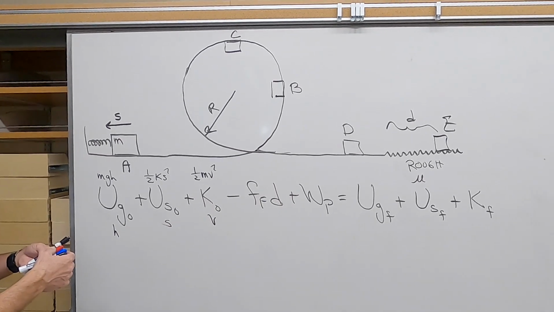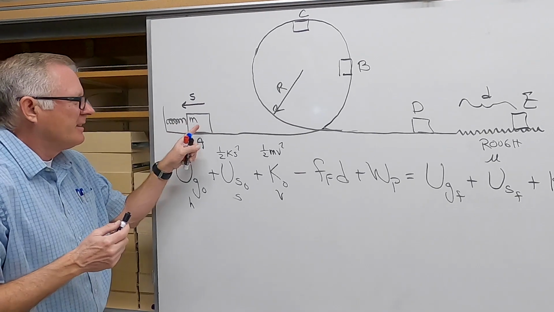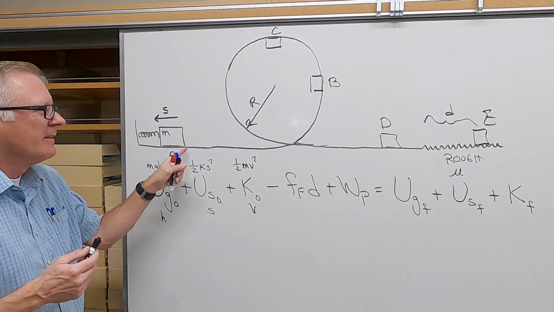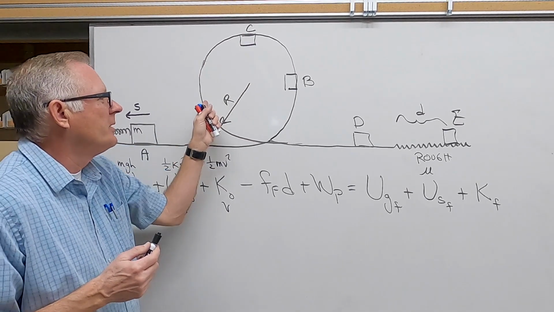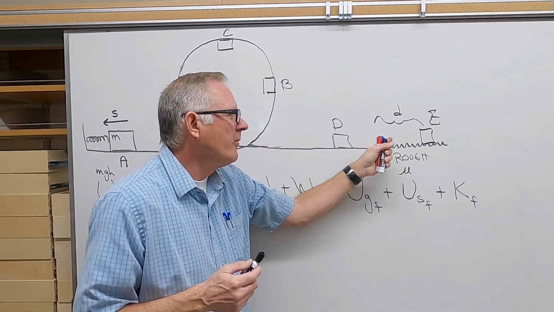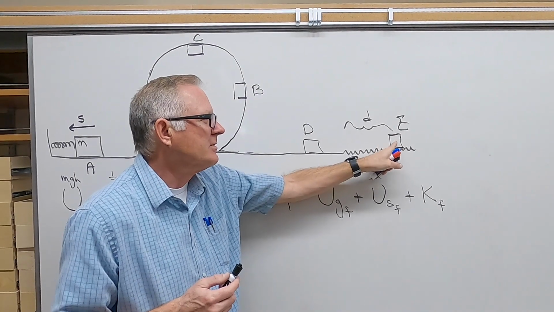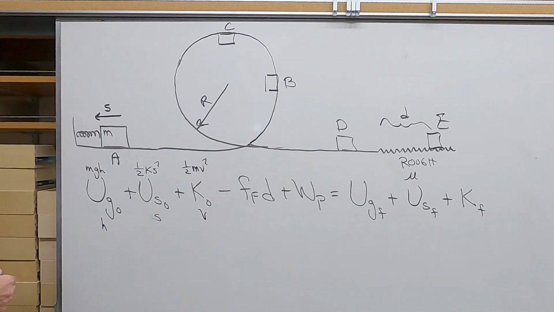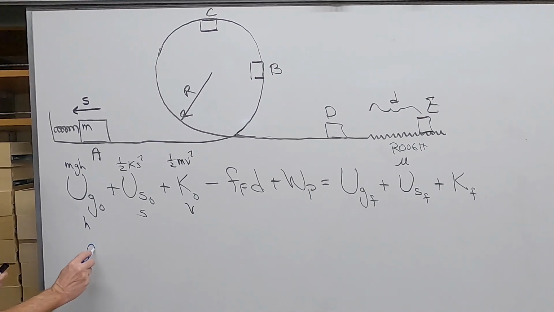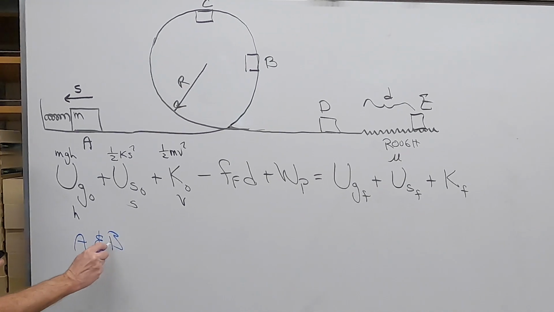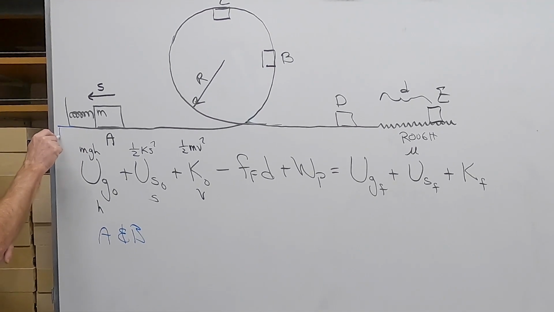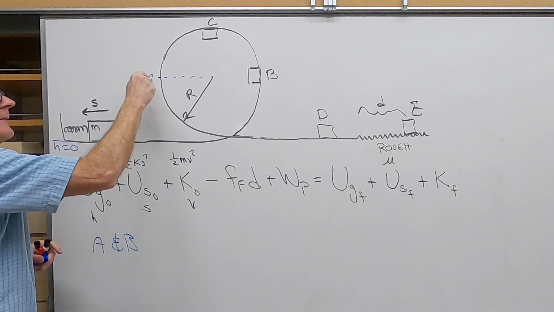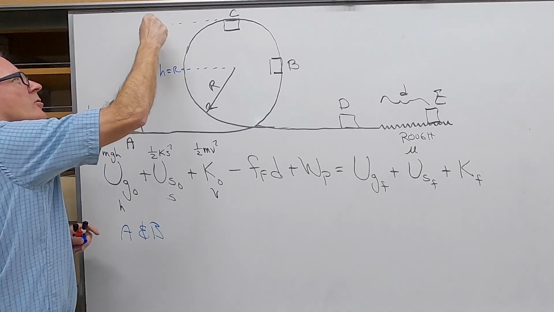So if we go between A and B, this thing starts compressed a distance s, and then just released. So it started from rest. This thing took off, goes around the loop, comes back around, and eventually runs onto that rough surface and stops right there. Okay, so first, let's look at it just between A and B right here. I'm going to call this height 0 right here. So this height would be R, and this height up here would be 2R.